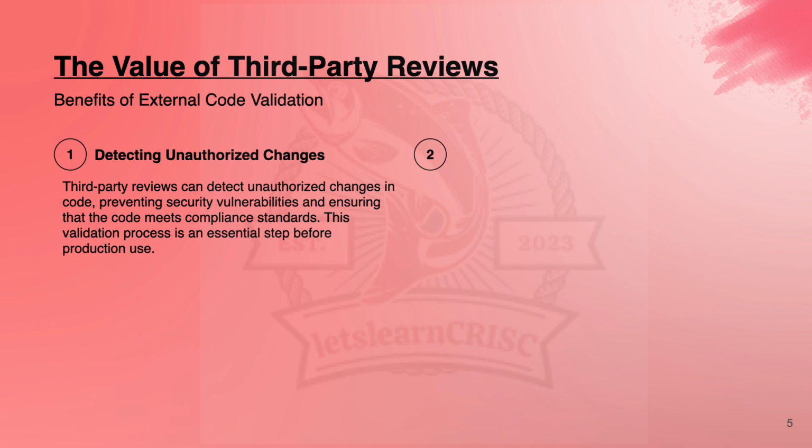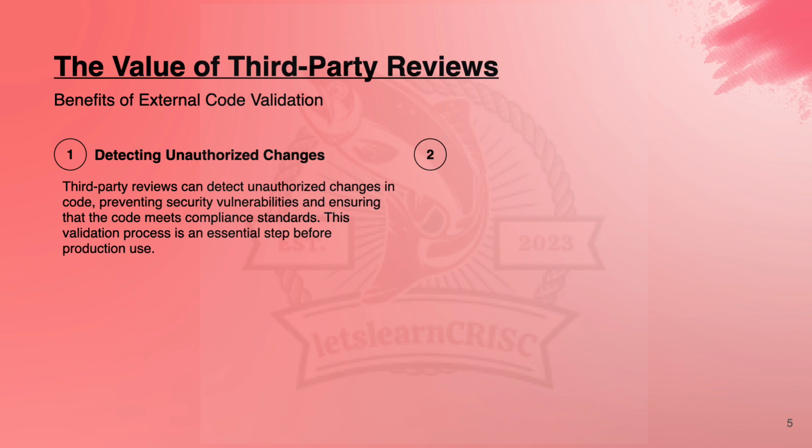and ensuring that the code meets the compliance standard. Code compliance standards refer to the guidelines and regulations that code must adhere to, such as industry standards or legal requirements. For example, if a company is subject to data protection regulation, a third party review ensures that the code complies with the relevant privacy and security standards.